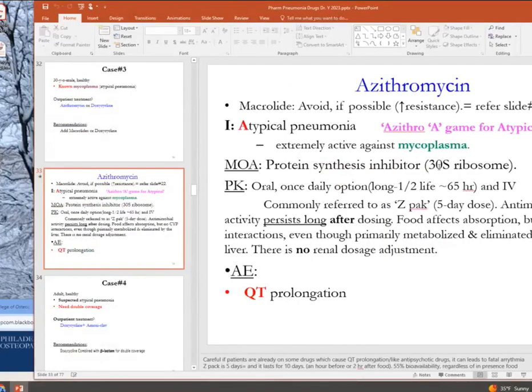How do you distinguish azithromycin and, okay, sorry, that is a wrong point. I'm sorry, I don't know how it came. I didn't proofread, I think.